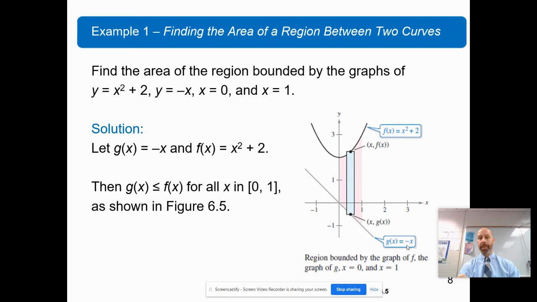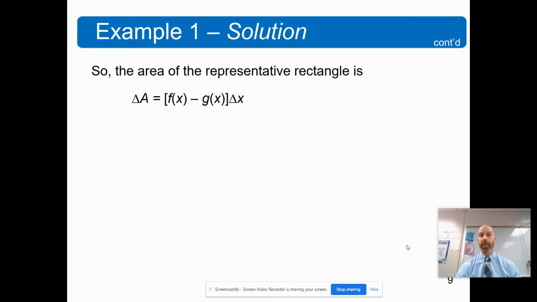That rectangle has the distance from f down to g, and then its width is, if you will, delta x. So we're going to call that delta A. That's the change in the area is equal to f of x minus g of x delta x. So now we can just plug in f of x, which is x squared plus 2, g of x, which is negative x.